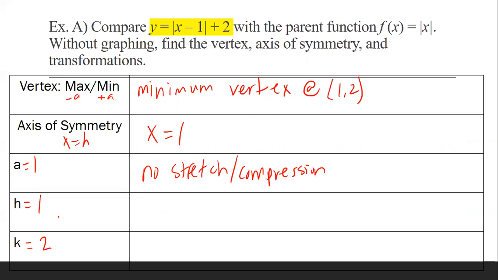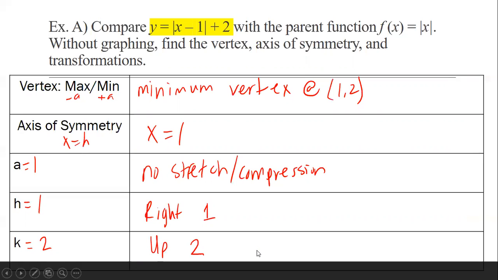H is 1, and our H is our horizontal movement. So if I'm a positive 1, that means I went to the right 1. So we translate right 1. K equals 2. So that means I did what? We went up 2.